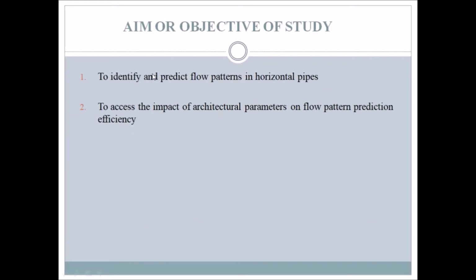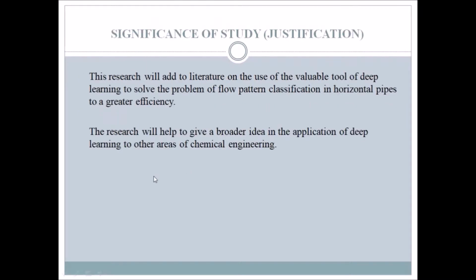Objective and or aim of the study. Number 1, to identify and predict flow patterns in horizontal pipes. 2, to assess the impact of architectural parameters on flow pattern prediction efficiency.